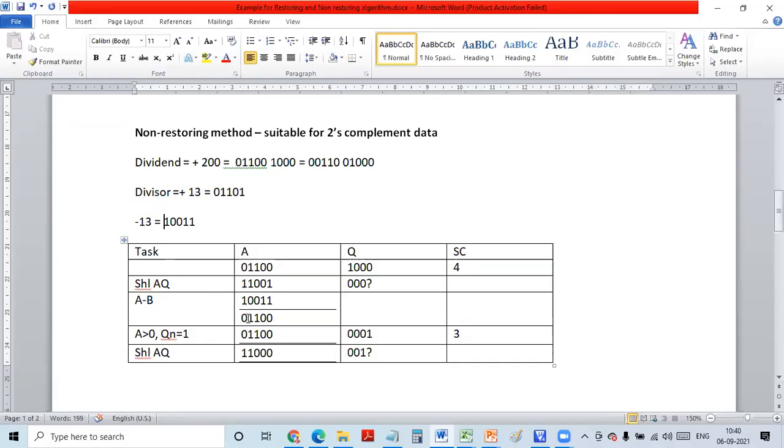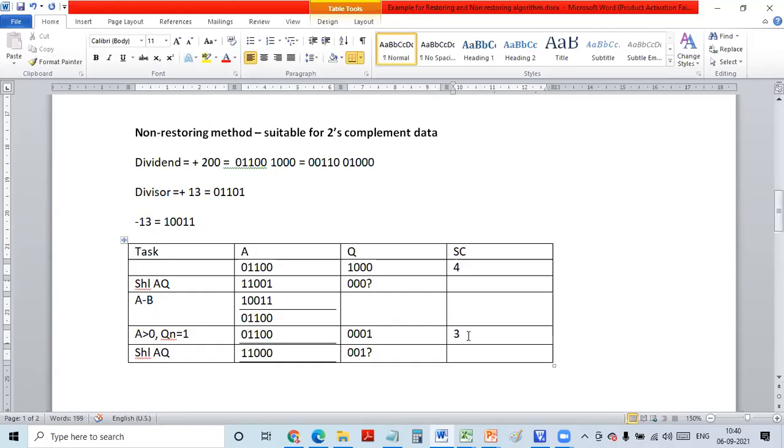Here the most significant bit of A after subtraction is 0. It means A is greater than 0, so the result is positive. So we can do the subtraction, and that itself says that the quotient bit is 1. So I am making Qn as 1. I have to set Qn to 1 at this stage if the result is positive. With this, the first cycle is finished.